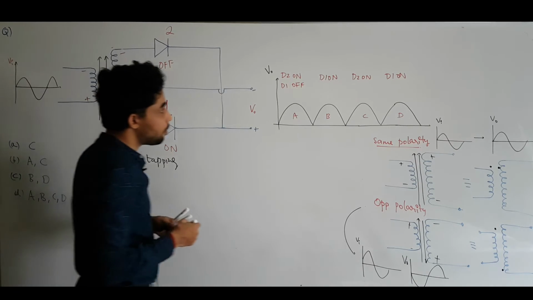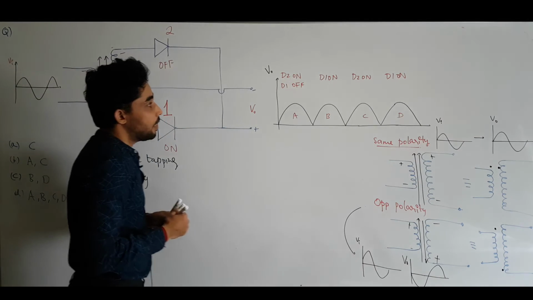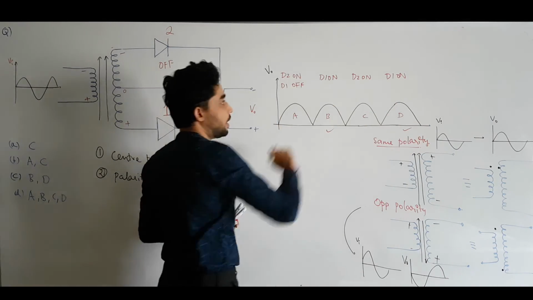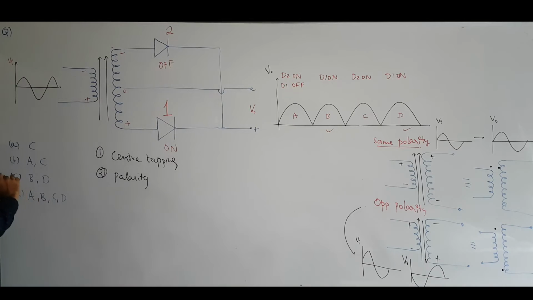What they have asked is what will be the contribution due to diode 1, and we know that the contribution of diode 1 is B and D, that is when diode 1 is on. So the correct option should be C.